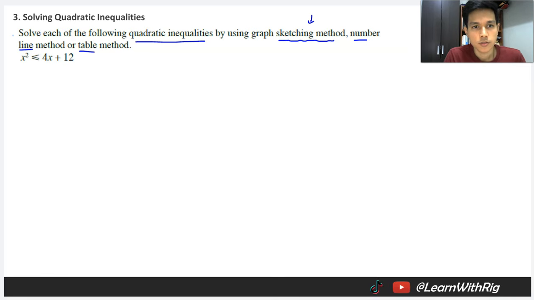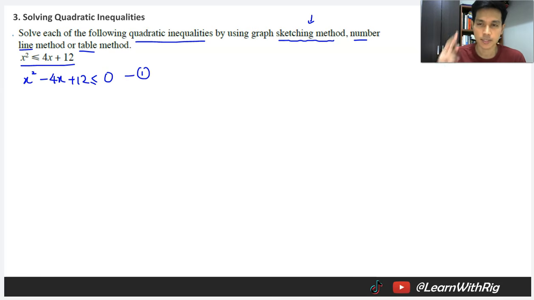First thing, you want to make your equation in terms of something equal to 0, or less than 0, or more than 0, or less than or equal to 0, or more than or equal to 0. You want it to be in that form. So you're going to shift everything to the left. So x square minus 4x plus 12 less than or equal to 12 becomes, less than or equal to 0. You want it in this format.